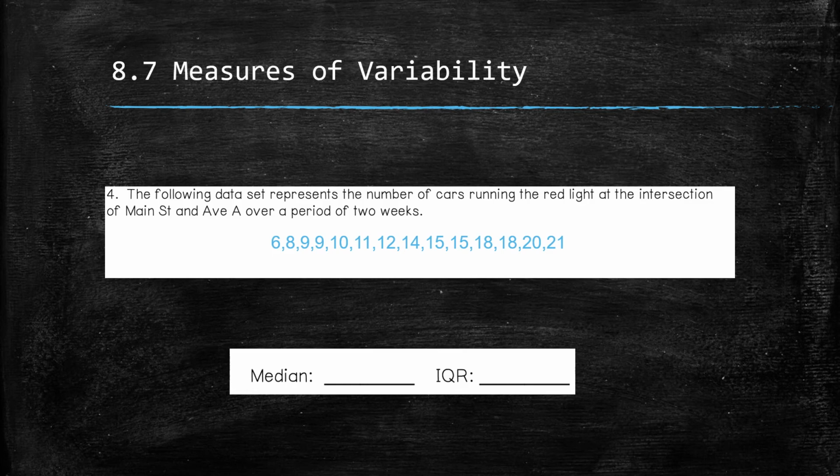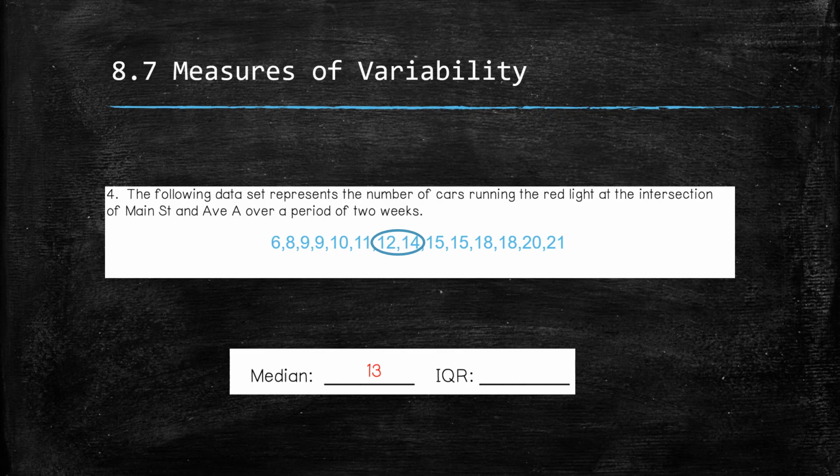So remember, the median is that middle number. And I have 14 data points, so I have an even number. So I have two numbers that are in my middle, 12 and 14. So the median number is going to be 13.